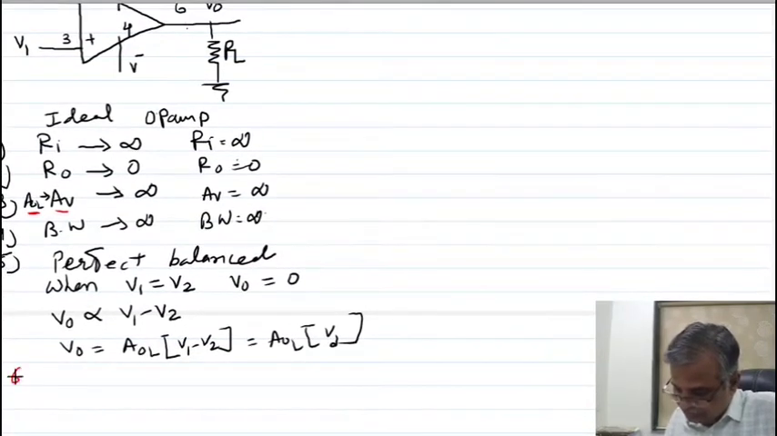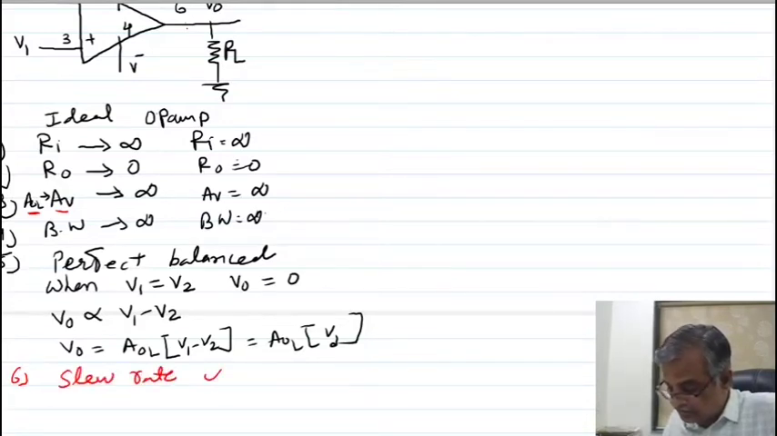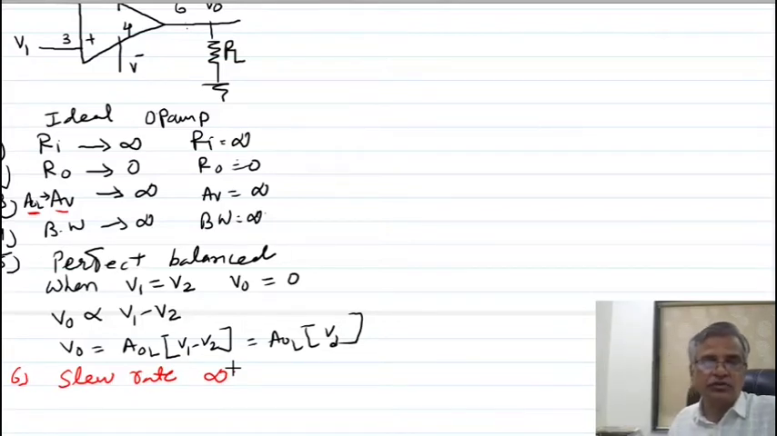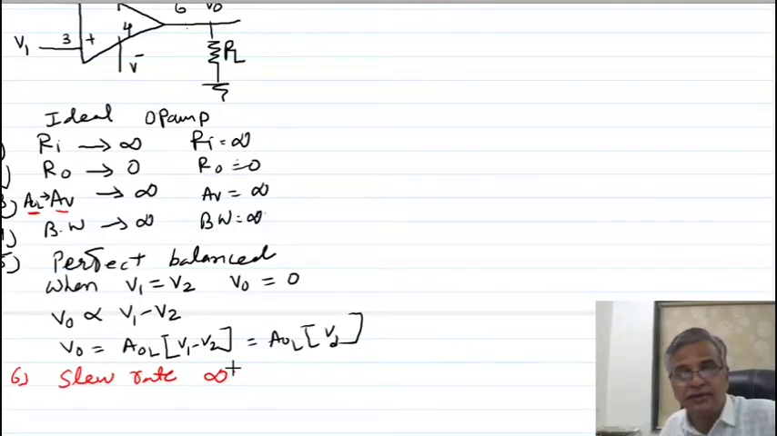Now, 6. Its slew rate is very large. So what is the slew rate? That we will discuss after a few lectures. Whenever you want to use an op-amp at a high frequency, you have to see the slew rate of the op-amp. The slew rate of the op-amp should be infinite. When you are giving a square wave with high frequency, you have to see the slew rate of the op-amp. Slew rate puts the limit on the higher frequency operation of an op-amp.